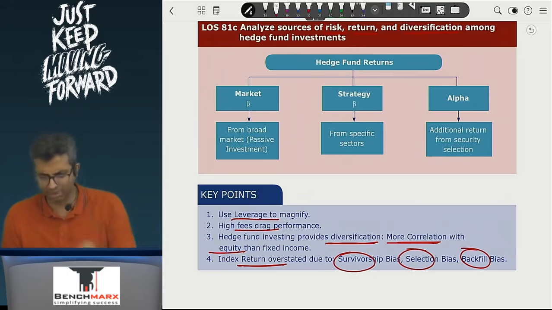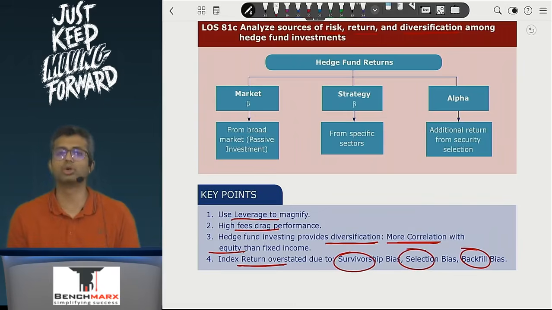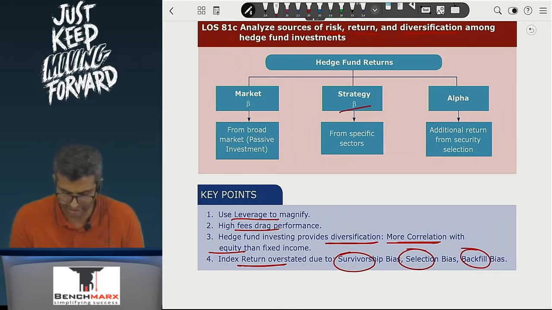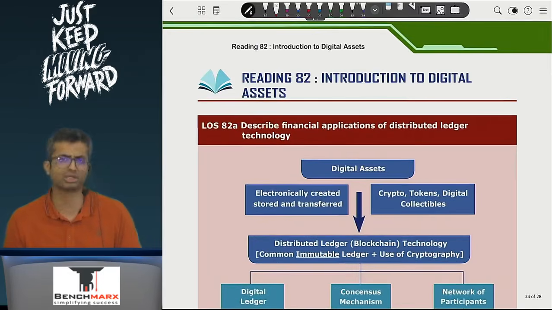Second, the hedge fund may be involved in certain specific sectors, and as a result, the strategy beta over here would be the specific sectors that are performing. According to that, the hedge fund will make a return, and hence that is specific sectors. And lastly is the alpha, the hedge fund's ability to pick how good a particular security that you have selected is going to be. So these are the three sources for the hedge fund.